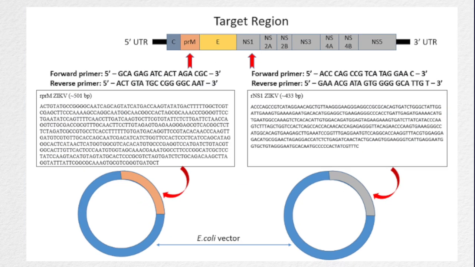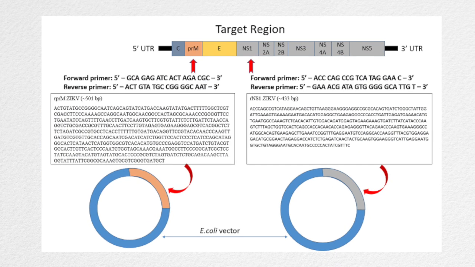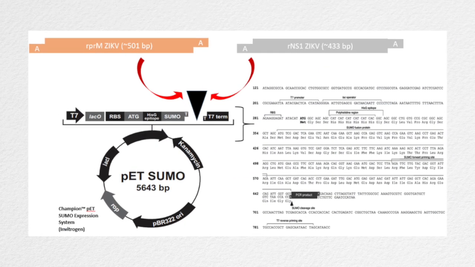For this purpose, first we have to identify the target region of choice for both prM and NS1 through bioinformatic analysis, then followed by designing specific primers to amplify the target regions of both prM and NS1. Secondly, the amplified target regions were cloned into the E. coli vector using TA cloning protocol. The recombinant prM is approximately 501 base pair, while the recombinant NS1 Zika virus is around 433 base pair.